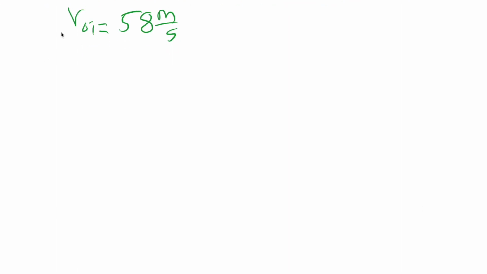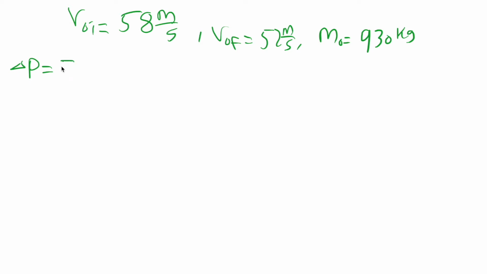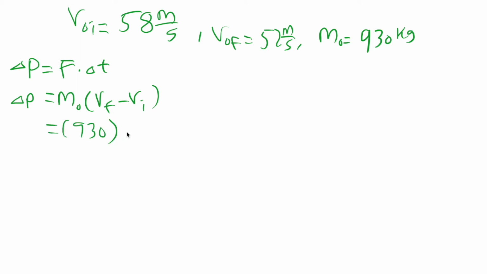So this is the initial velocity of car O, and final velocity is equal to 52. And the mass of car O is equal to 930 kilograms. So change in momentum is equal to force times delta T. And change in momentum is equal to mass of car O times final velocity minus initial velocity, which is equal to 930 kilograms times 52 minus 58.